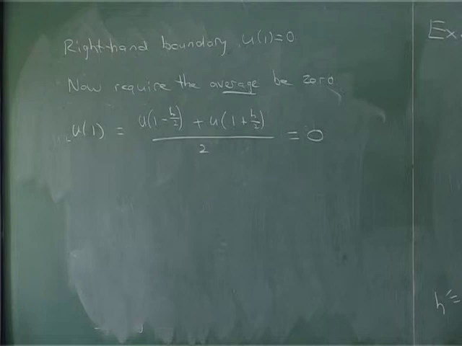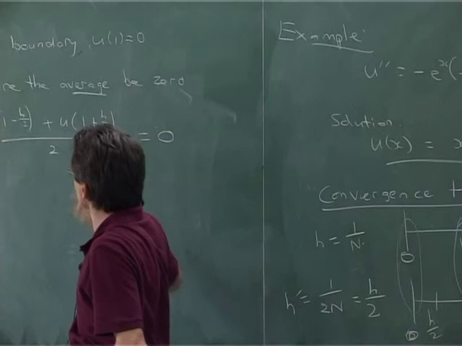So here. So you have these two points, and so in order to require that this has the value of zero, you can ask that the average be zero. Okay, so this is the same.